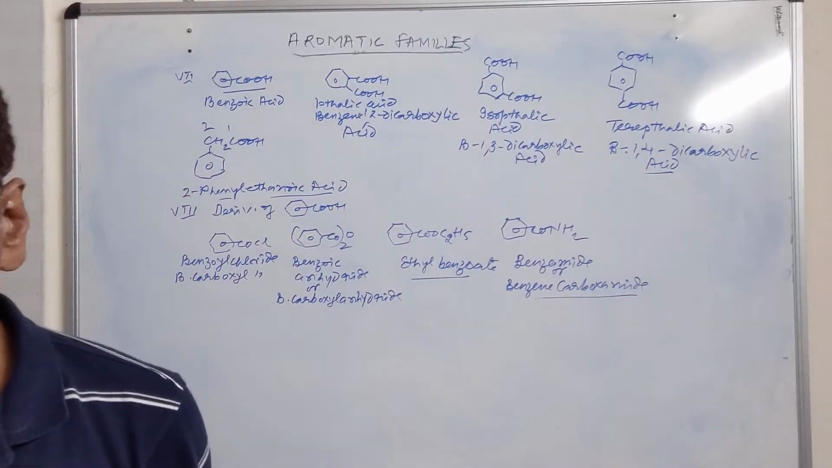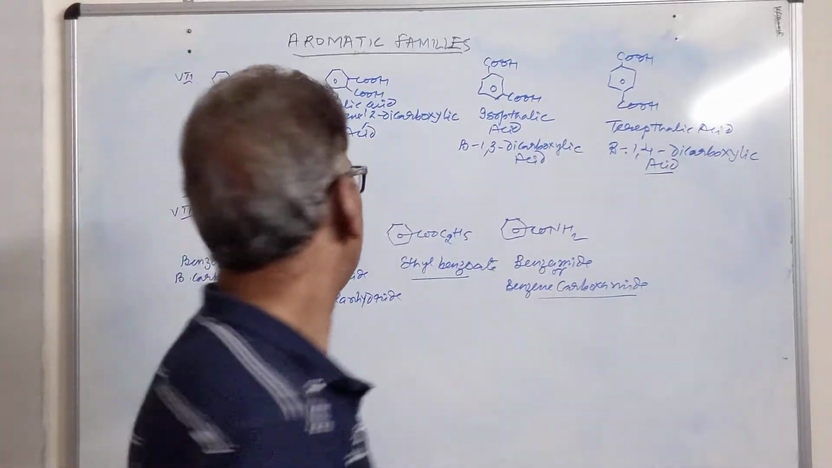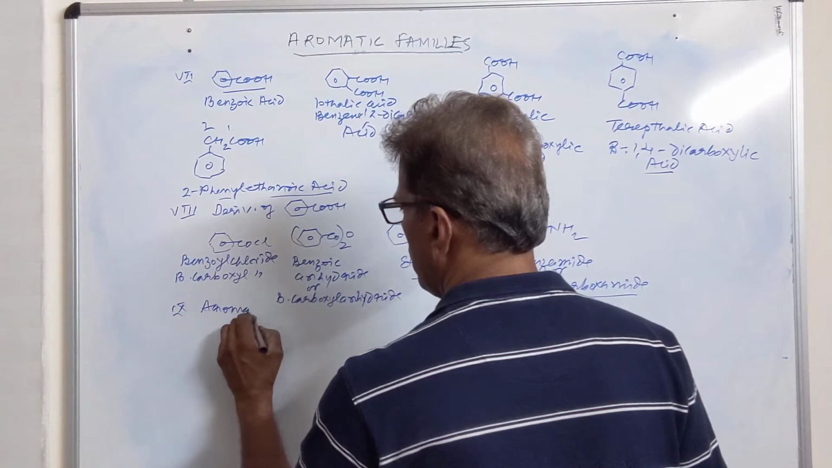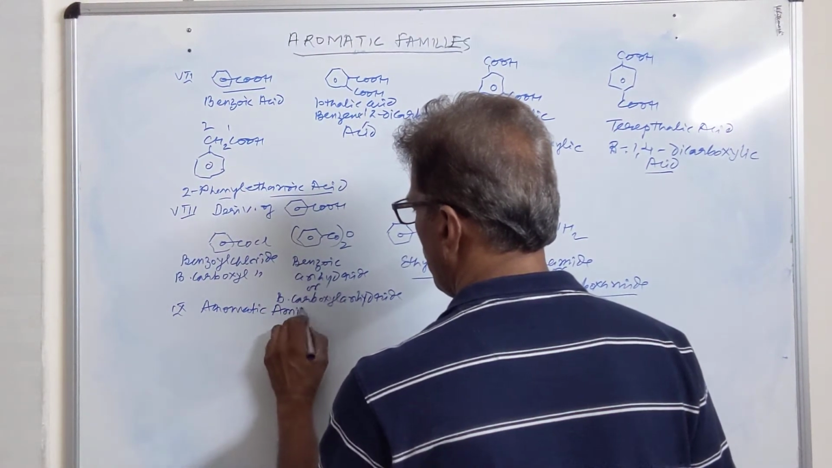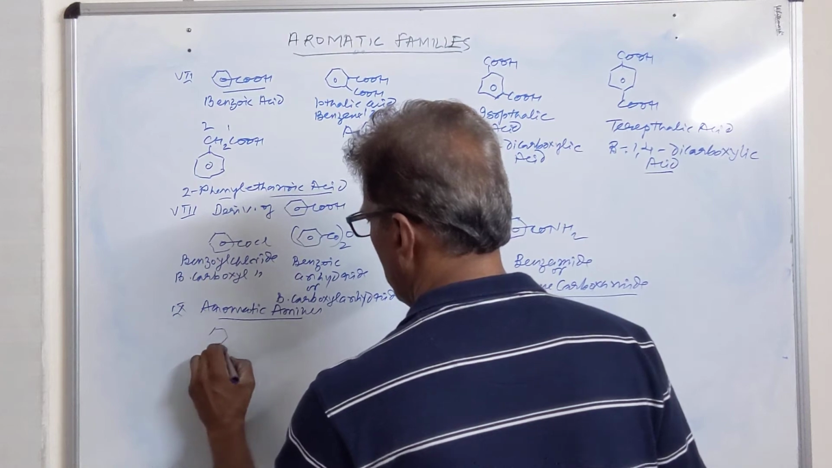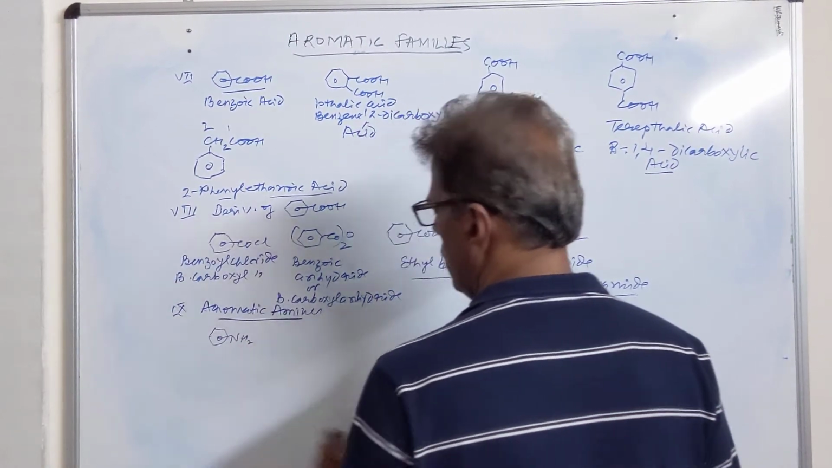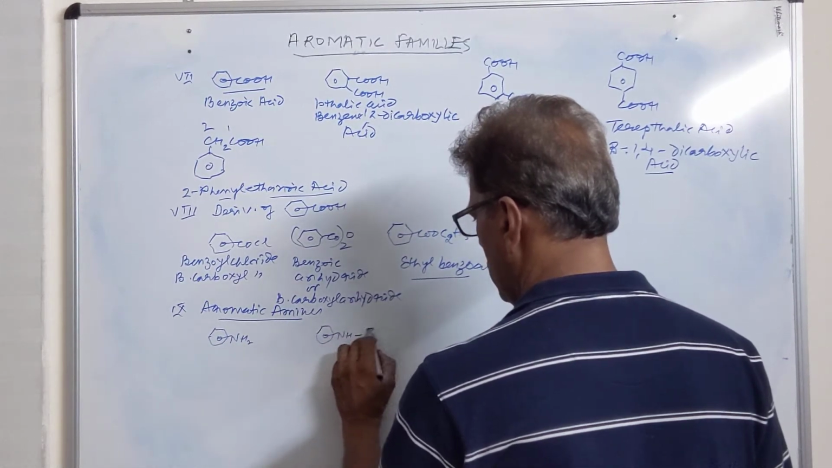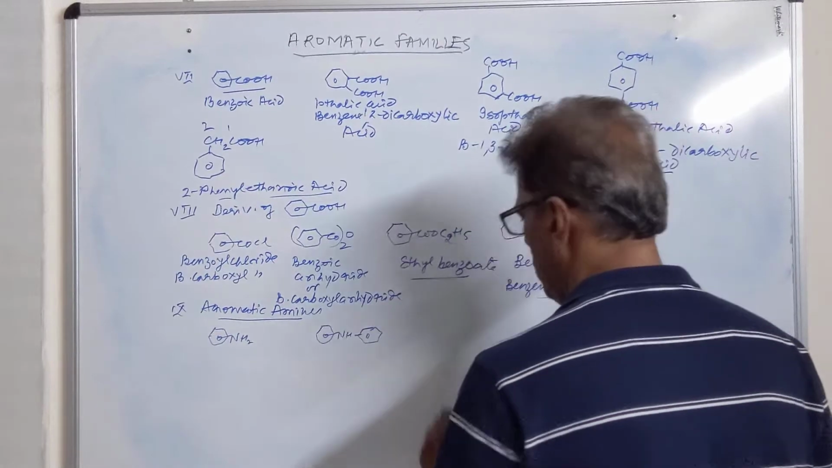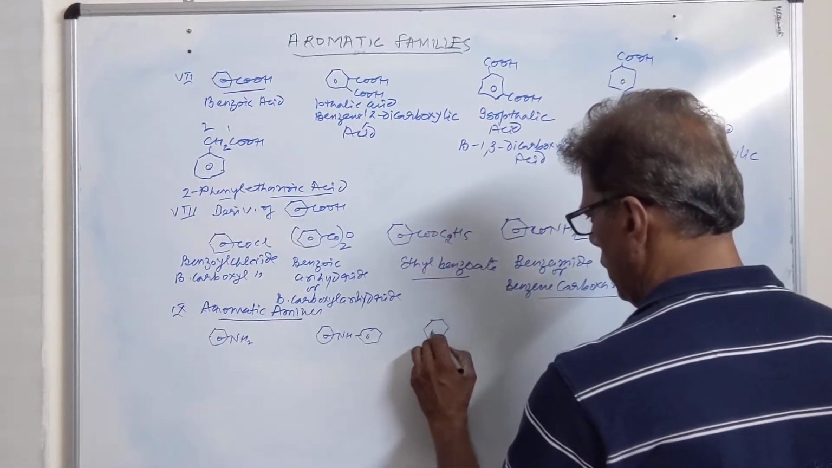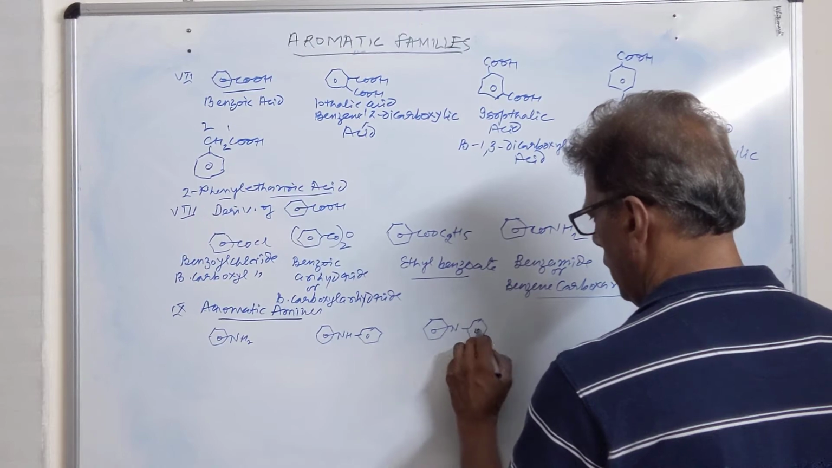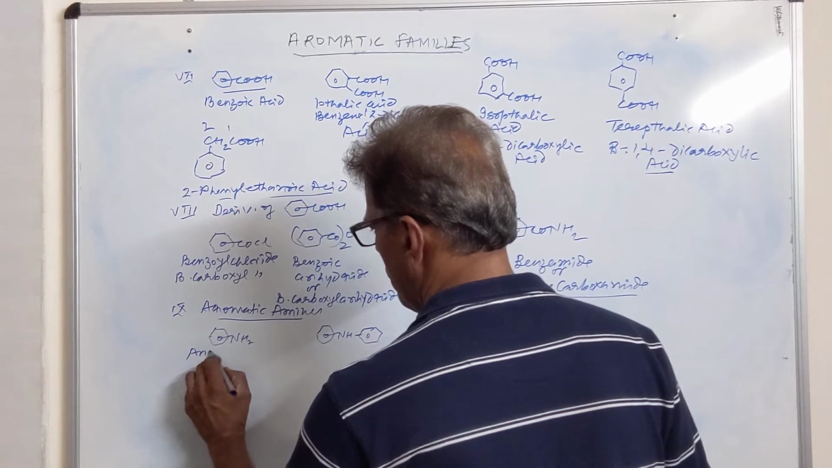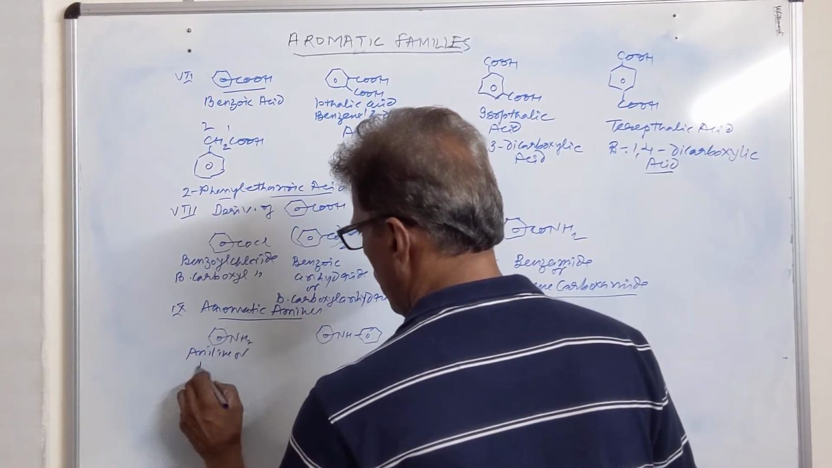Then we come to aromatic amines, family number 9, aromatic amines. Benzene ring having NH2 group. This is primary amine. If it has 2 benzene ring, secondary amine. If it has 3 benzene ring, then it is termed as tertiary amine. This is aniline or aminobenzene.